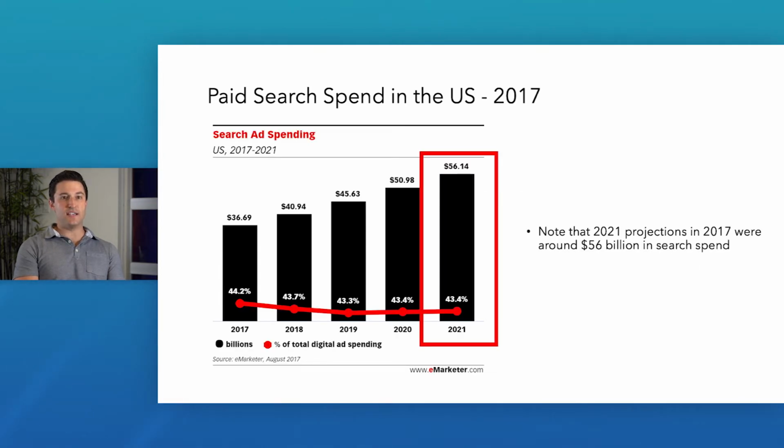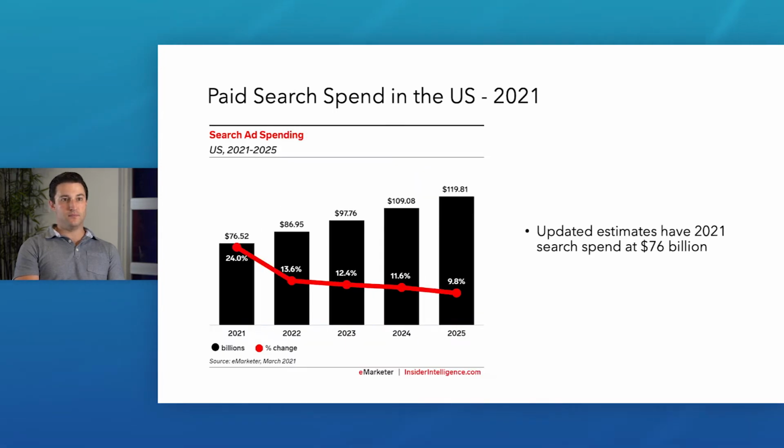So this was a forecast of paid search ad spend in the US from 2017. As you can see, they forecasted about $56 billion in ad spend in 2021. Jumping ahead to the same forecast 4 years later, 2021 paid search ad spend in the US is now predicted to be $76.5 billion and will continue to grow over the next 5 years.